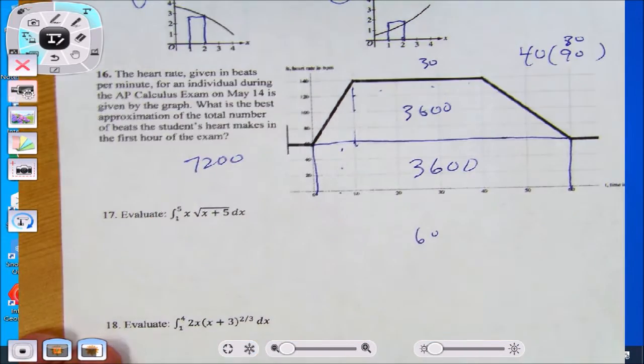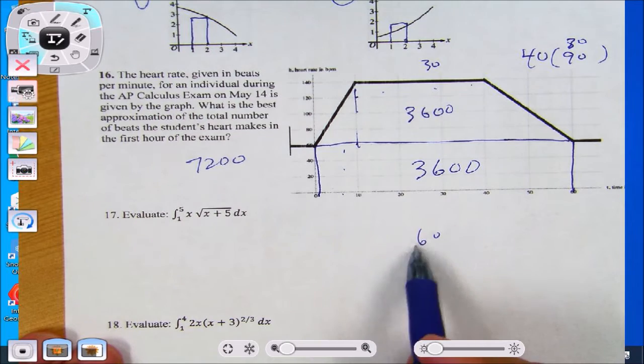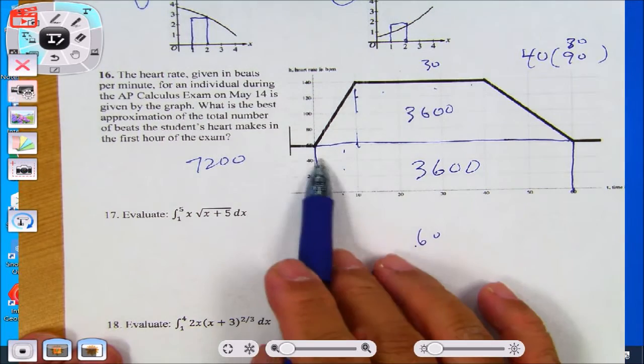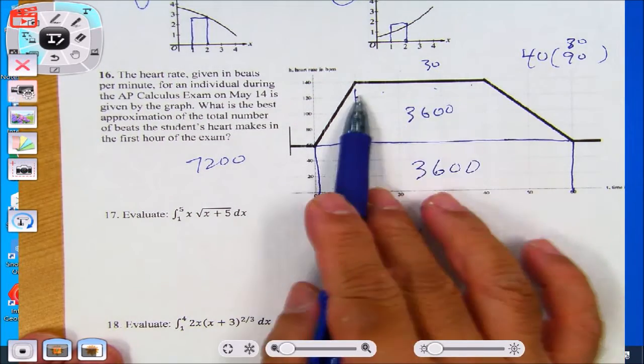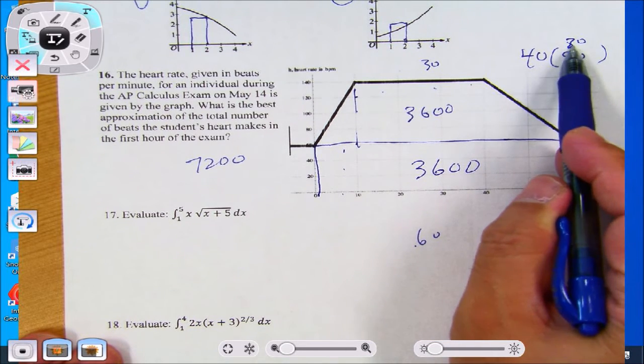So your times is about 60 or something? How did you get the 90? You multiply it by 60. 60 plus 30 is 90. I did it differently. This is 60, this is 30, so that's 90. 40 comes from dividing 80 by 2.